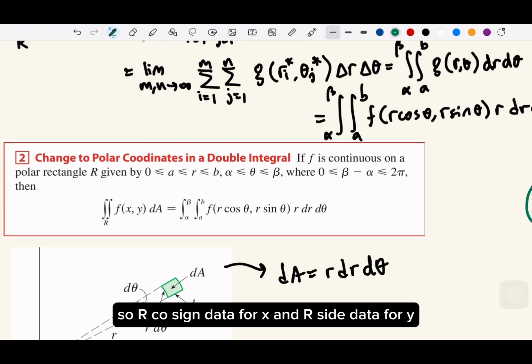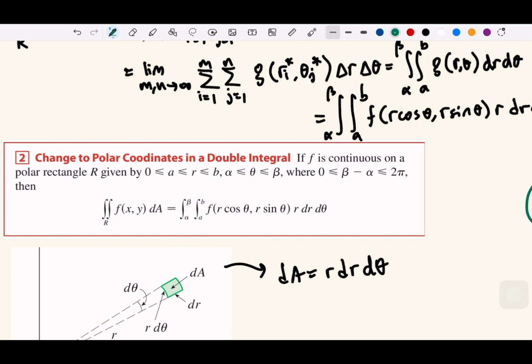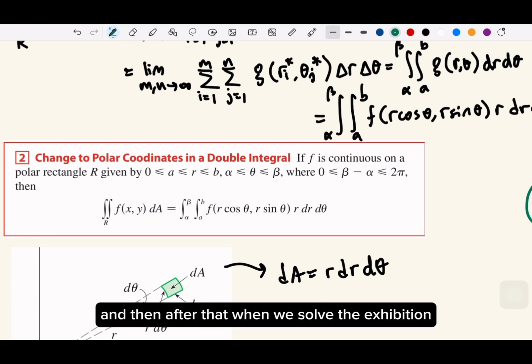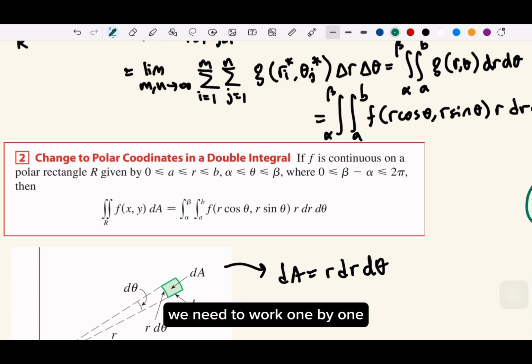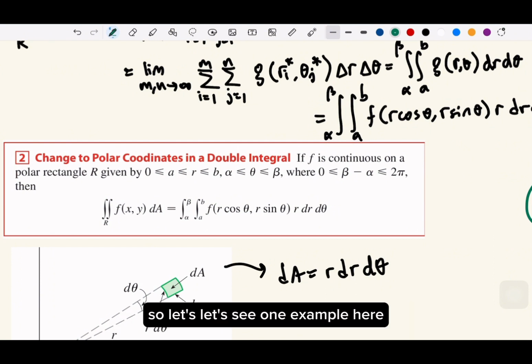So r cosine theta for x and r sine theta for y. And at the end, it's always in the order r, then theta, always in the order. So write this first, and then when we solve the integration, we need to work one by one, from the inside and then the outside. Okay, so let's see one example here.